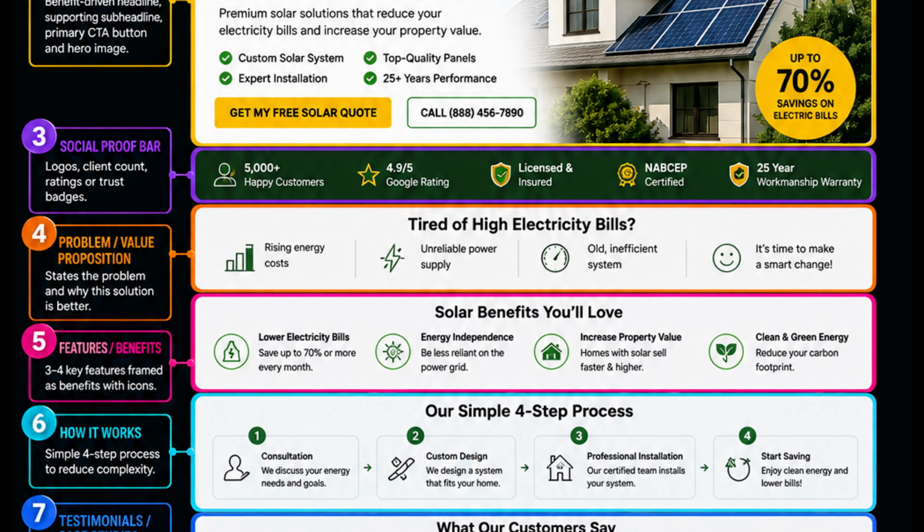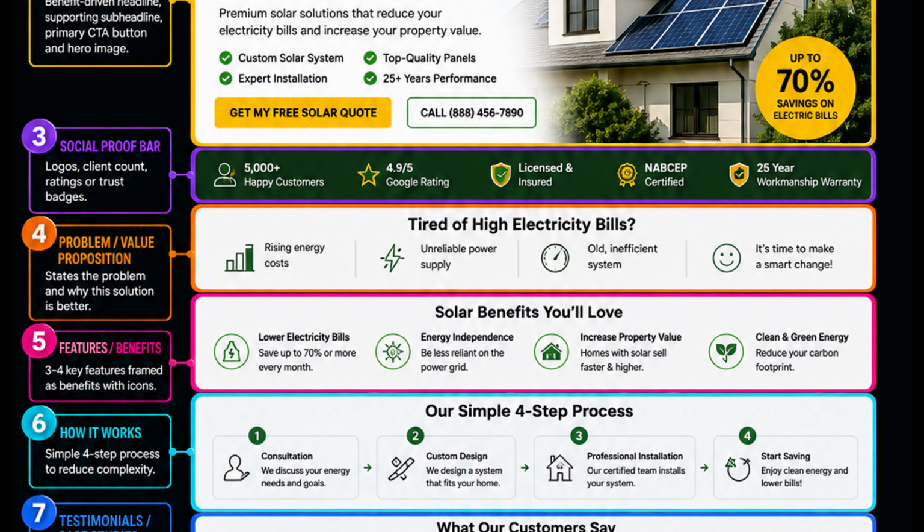And number 5 is features and benefits. Try to add 3 to 4 key features, but framed as benefits. Don't just say 400 watt panels. Say lower electricity bill, save up to 70% every month.